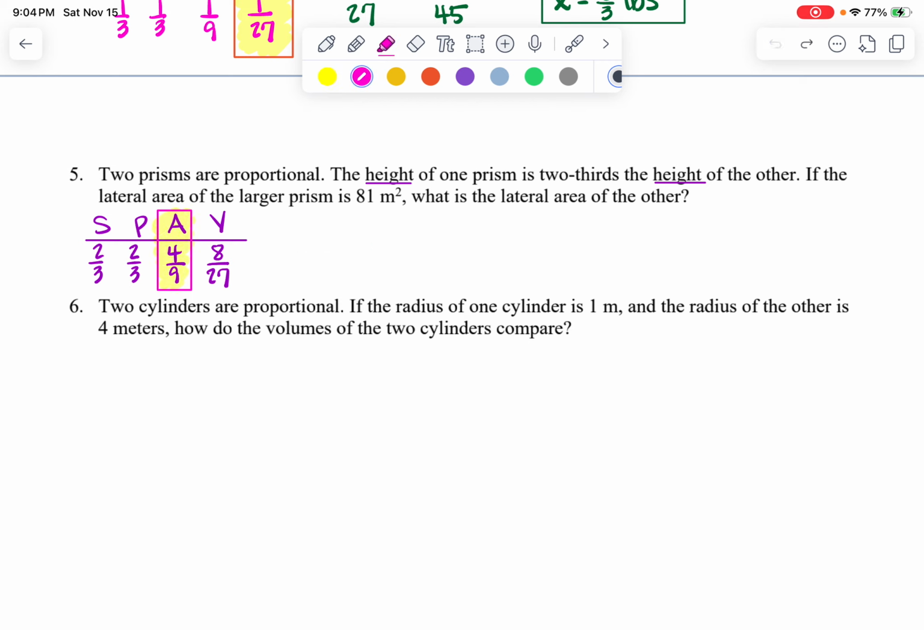Go ahead and highlight that. I'm going to go ahead and get my proportion set up because I automatically know this is a lateral area problem, so we're going to be using that 4/9. If the lateral area of the larger prism is 81, what is the lateral of the other? Now, clearly, I can see across that I'm just multiplying by 9. So if everyone's cool with it, I'm just going to go ahead and write 36, right? And you can cross multiply and divide, and you'll get the same answer.